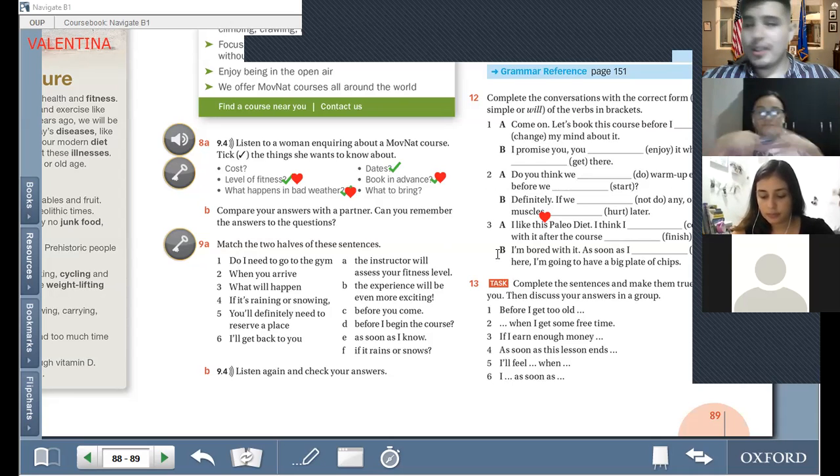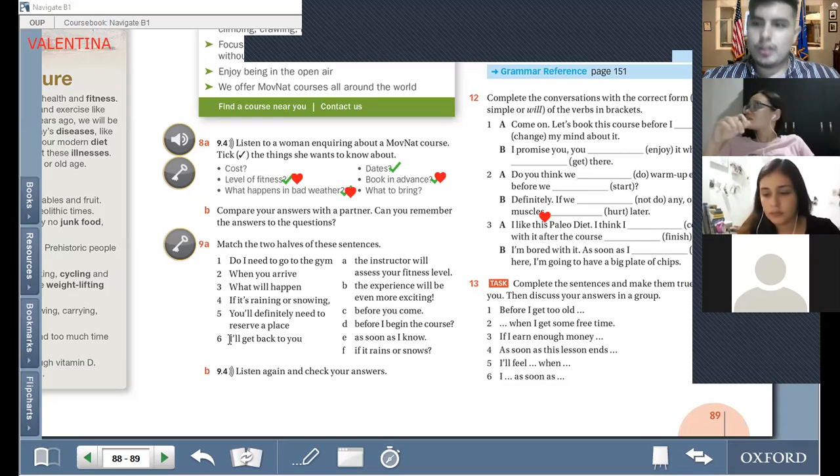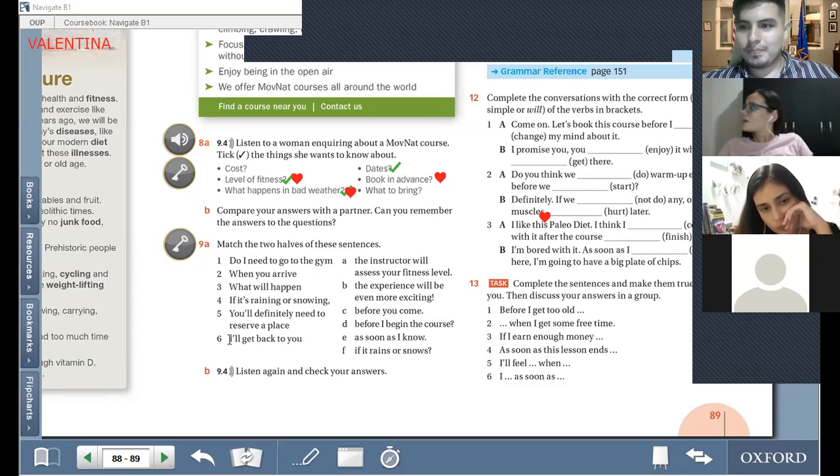Now, let's go straight to exercise number 9A. Match the two halves of these sentences. All right. So we have got 1, 2, 3, 4, 5, and 6. And we've got A, B, C, D, E, and F. Now, these sentences are related or linked to the track we were just listening to. So try to match the sentences without listening. I will play the track the last time. But after you match the options, then with the numbers and the stuff, all right? So I'm going to give you 3 minutes in order to match the numbers with the letters.